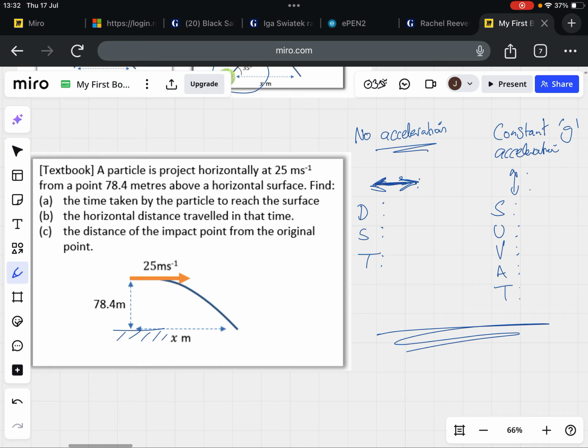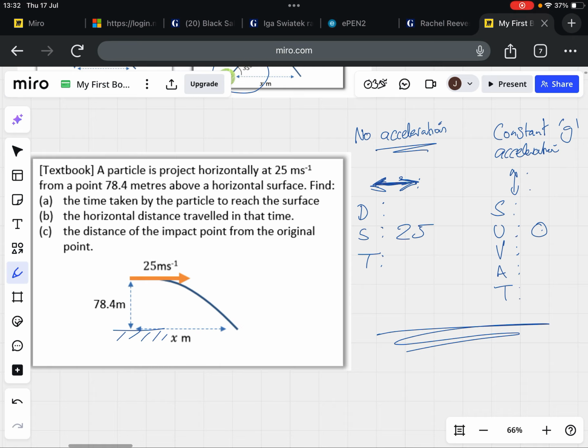So horizontally, it's going 25. And that is only horizontally, if you look here. So it's 25 horizontally, I don't need to do anything with that. Now vertically, what's the initial velocity vertically? It's actually 0. This is a difficult idea at the start, but horizontal and vertical motion, because they're perpendicular to one another, are completely separate.